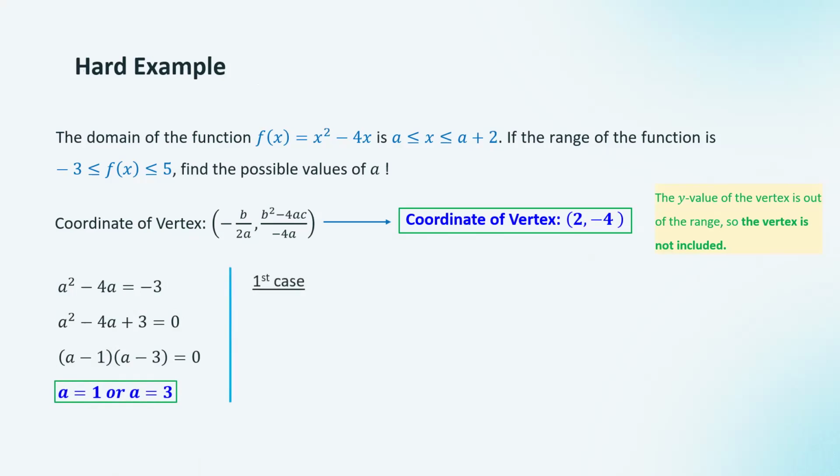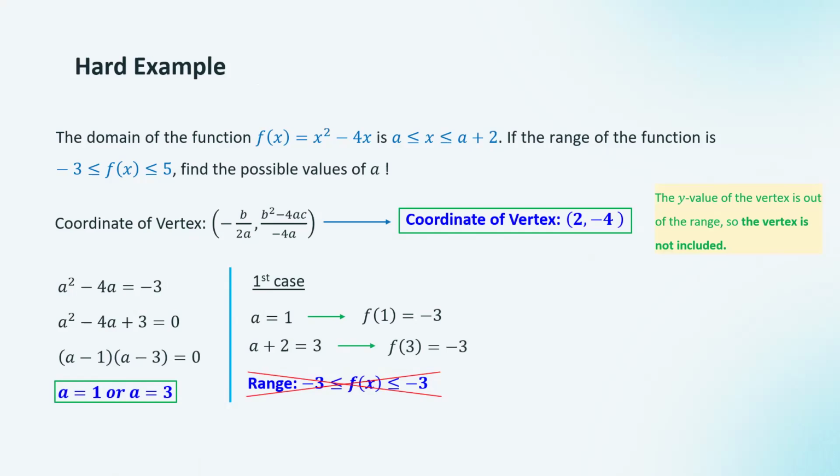Let's see the first case, where a is equal to 1. If a is equal to 1, and we input the a value into the function, we get -3. If we input a plus 2, which is 3 in this case, it's going to yield -3 as well. And we know that the range of the function would be -3 to -3. This is not correct because it doesn't match the range defined in the problem, which is -3 to 5. Therefore, we need to look at the second case.